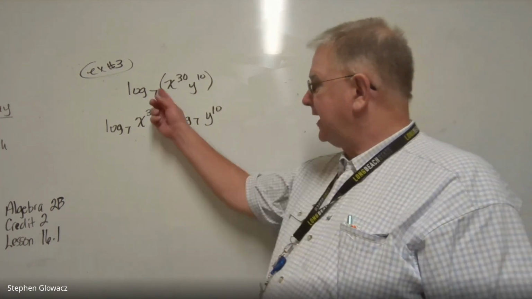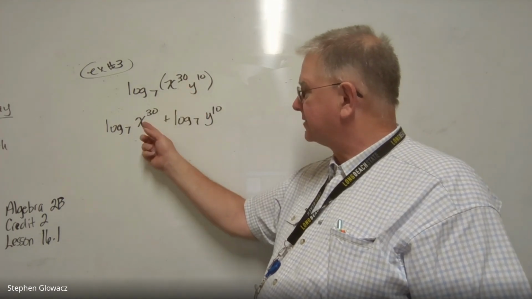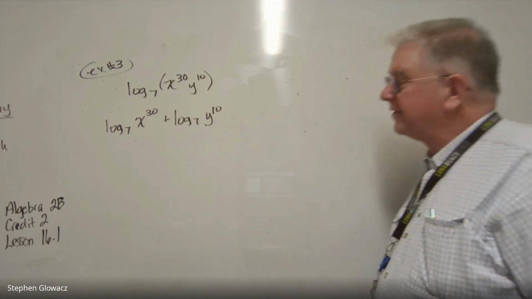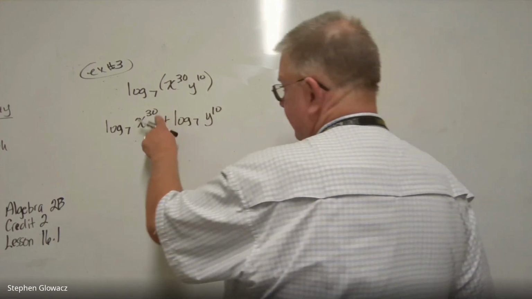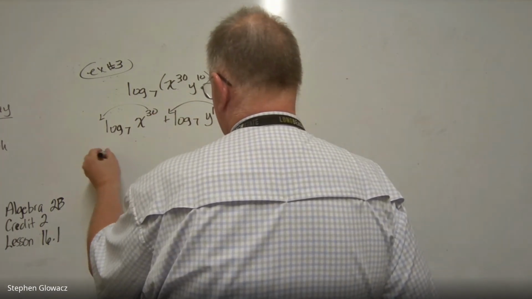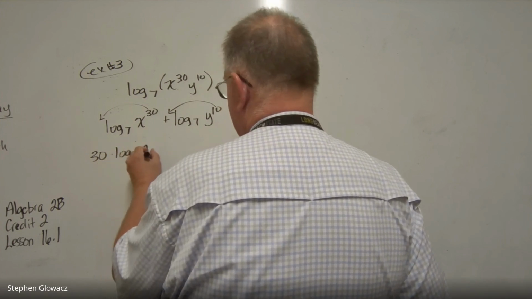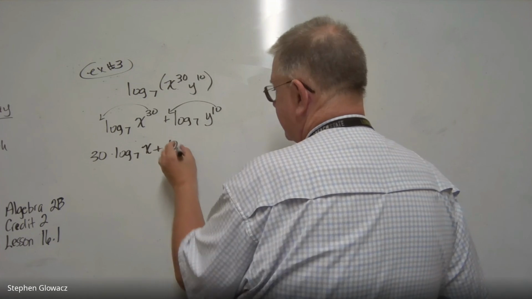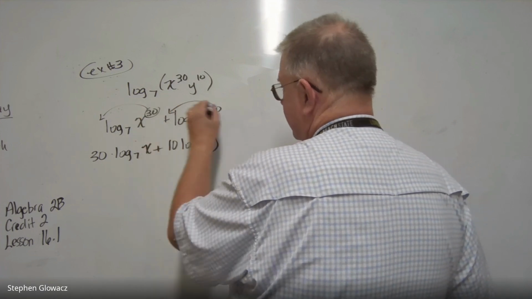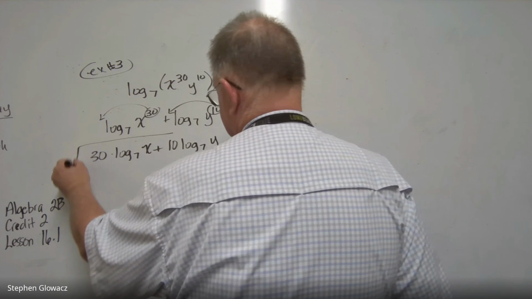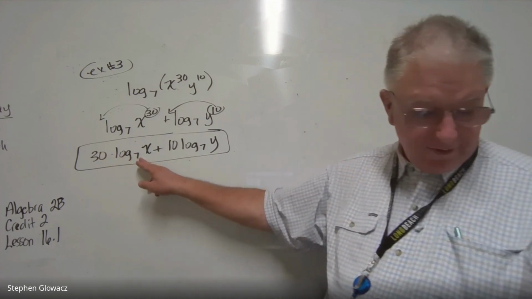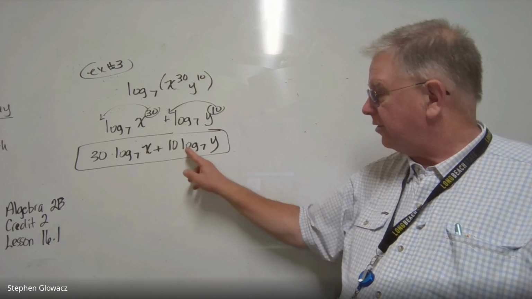So notice we have the same base, and then just log base 7 of x to the 30th plus log base 7 of y to the 10th. Our second and final step is to take these numbers that are in the exponent and bring them down in front as coefficients. So we end up with 30 times log base 7 of x plus 10 times log base 7 of y. So just taking the 30 and the 10 and putting them as coefficients. And believe it or not, that is it. So our final answer, 30 log base 7 of x plus 10 log base 7 of y.